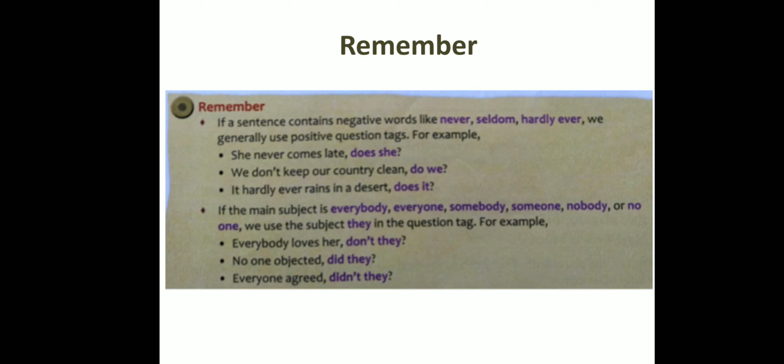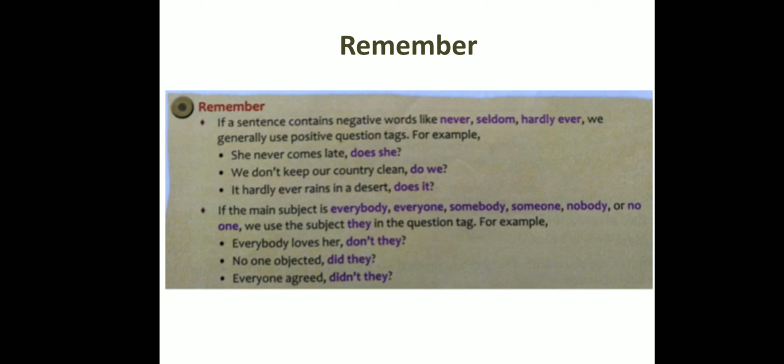So these are all negative words. Maybe they don't use the word no or not, but these words communicate a negative feeling to you. They communicate negative information to you. So whenever you have such words in the declarative sentence, you will use a positive question tag because the meaning of these words are negative. Let's see the example. She never comes late. Does she? Because never comes late, it becomes a negative sentence. So we will use a positive tag.